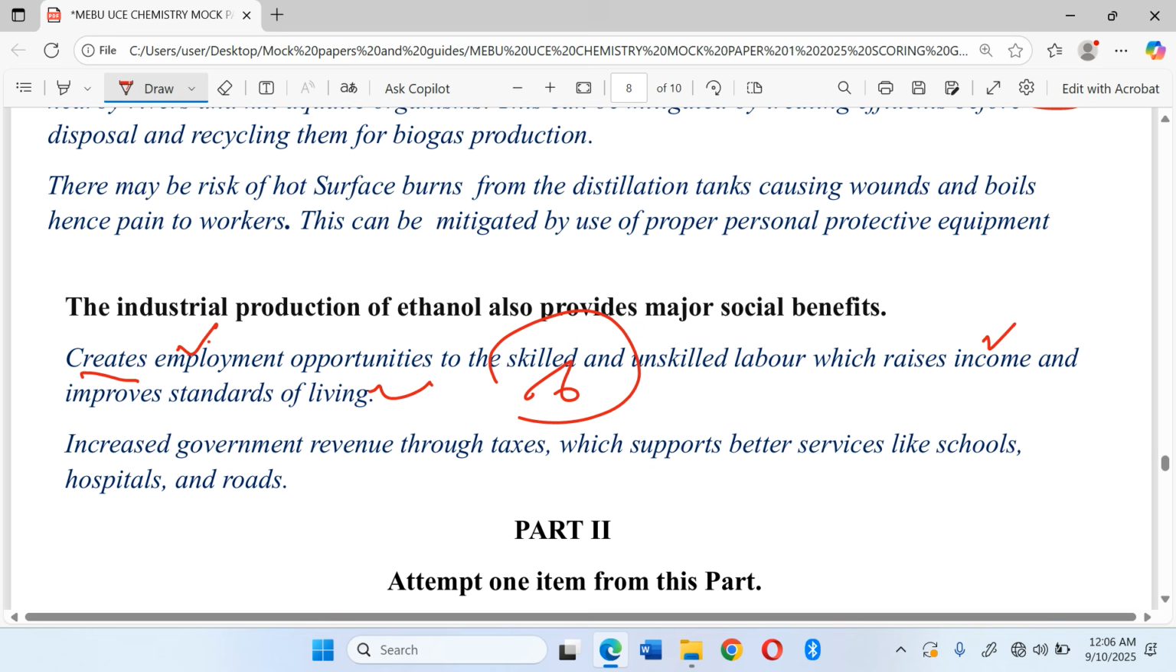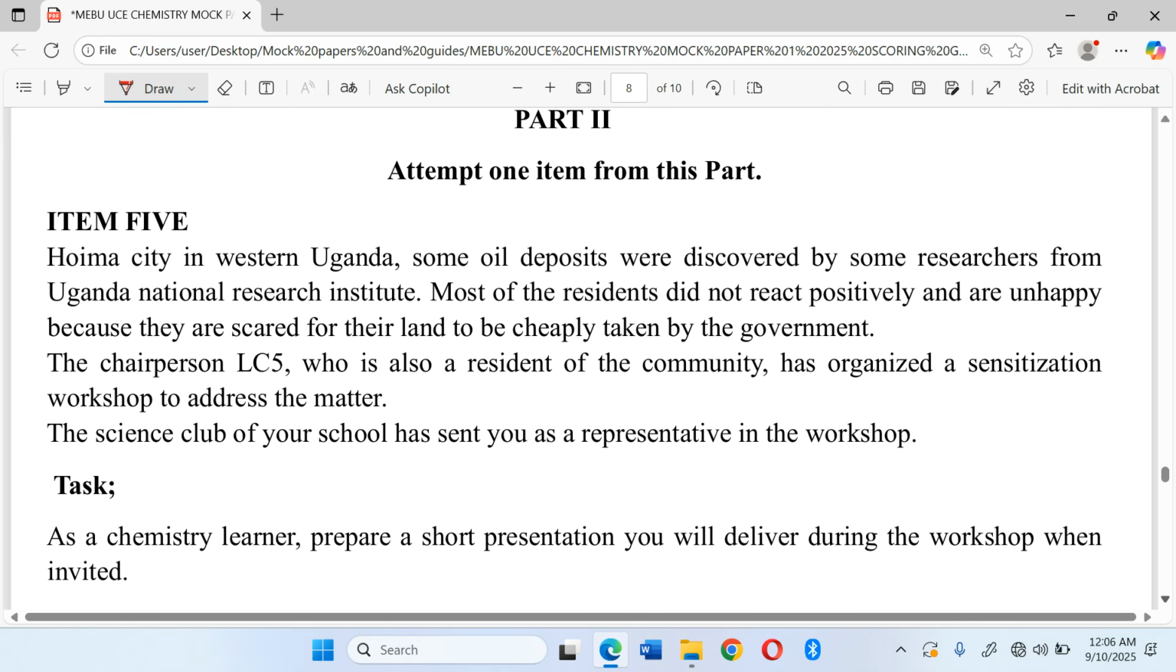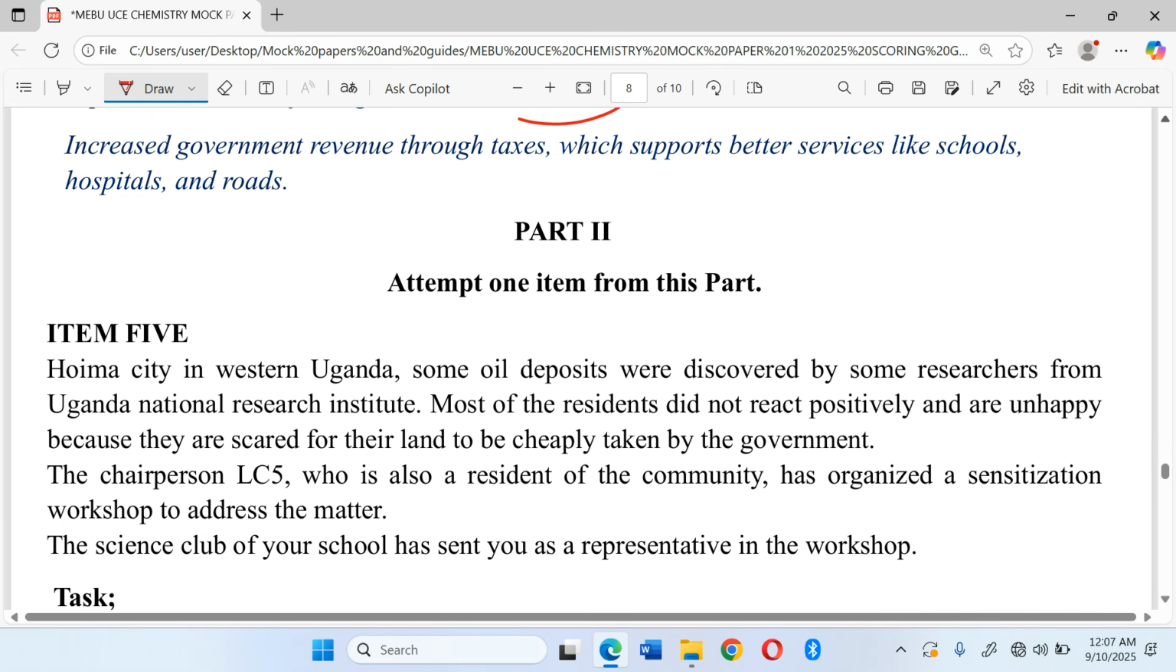For those who are still part of us, thank you for being there up to this level. Make sure you don't miss out this part 2. As we wind up with this paper, let's see what is in section B, part 2. There is something that you know about section B, part 2.